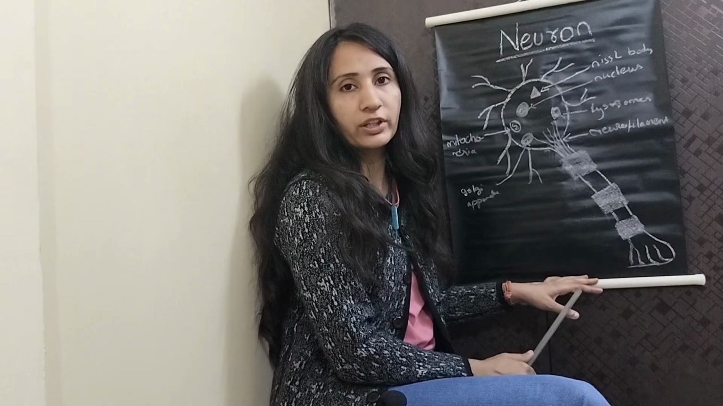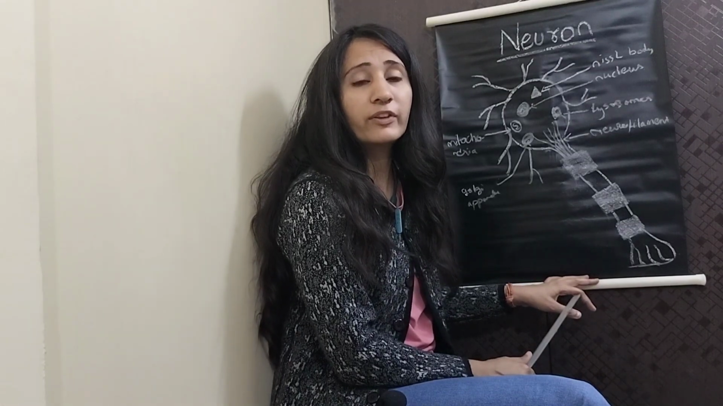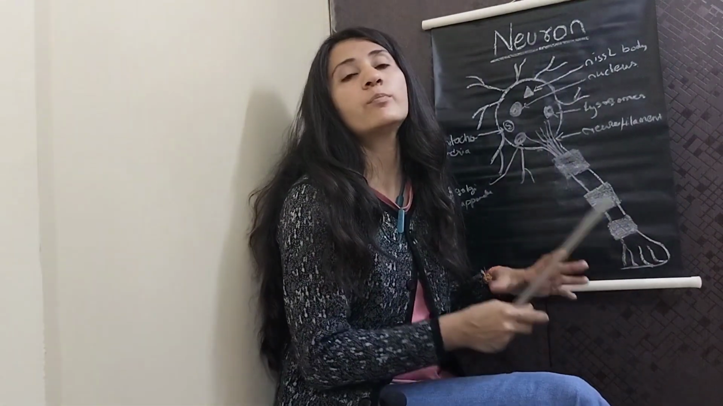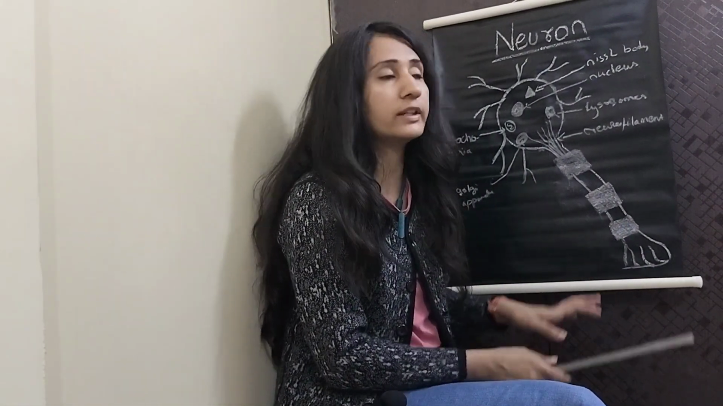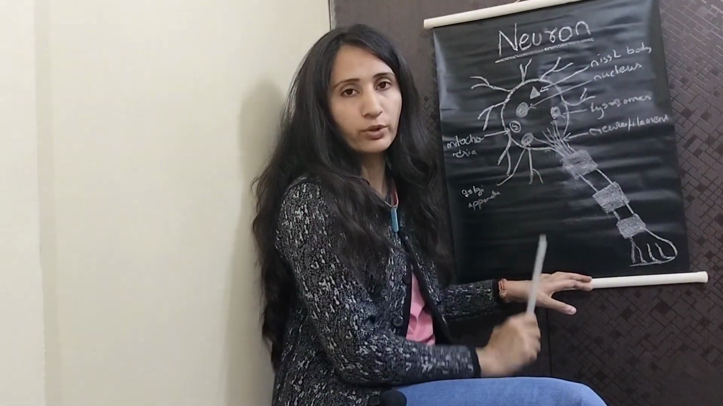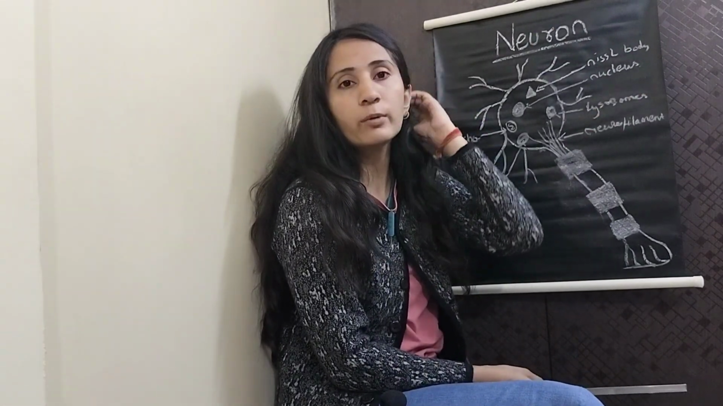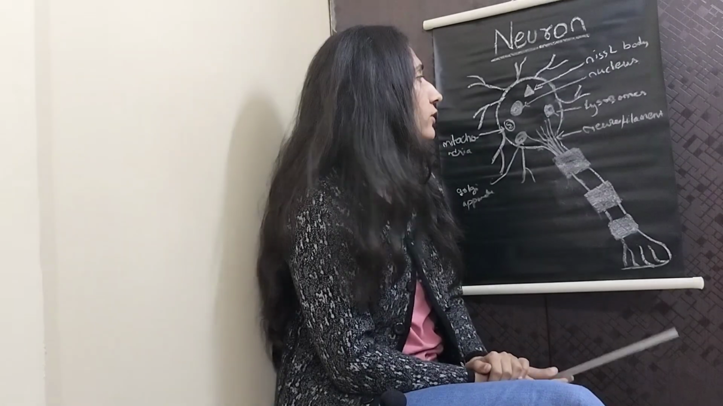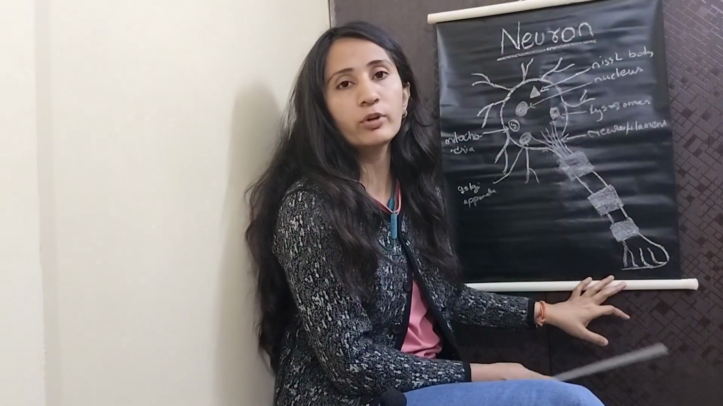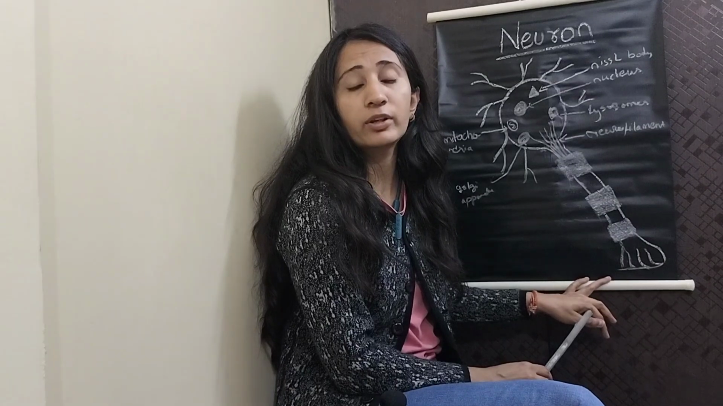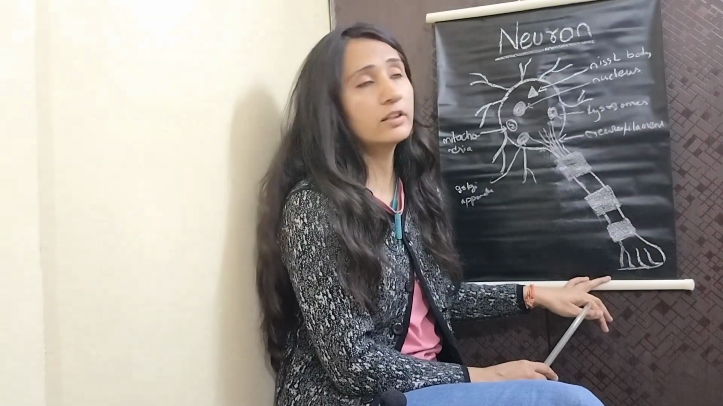Next is Nissl body. This is a triangular structure present in neuron. These Nissl bodies are present in bulk amount in neuron and especially in the cell body portion of the neuron. This Nissl body acts as the source which helps to meet the metabolic demand of the neuron. So, whenever there is a need of protein, enzyme in the neuron, this Nissl body comes into play.